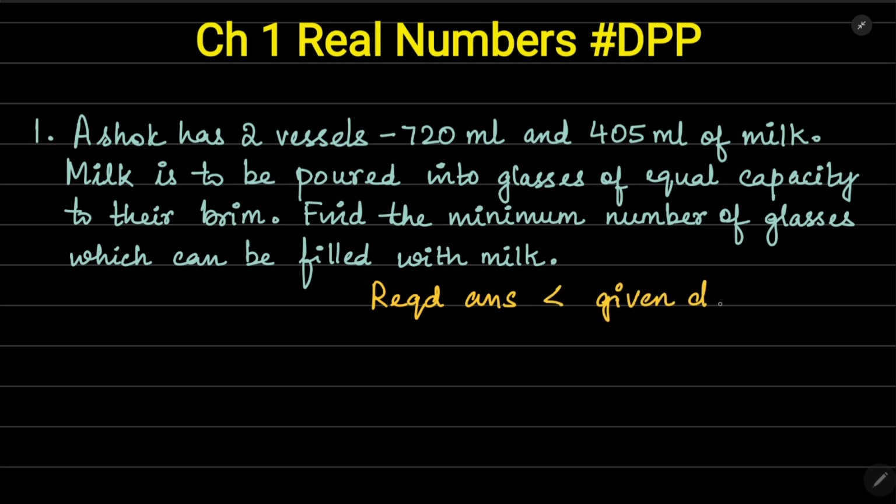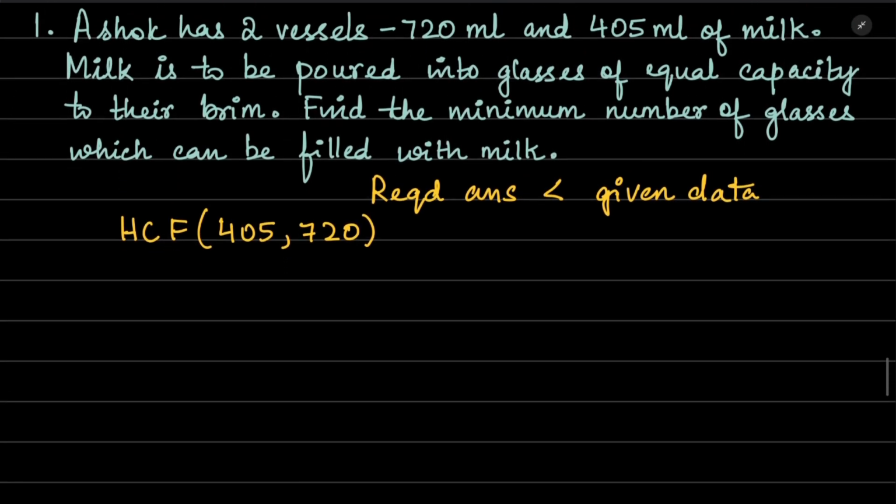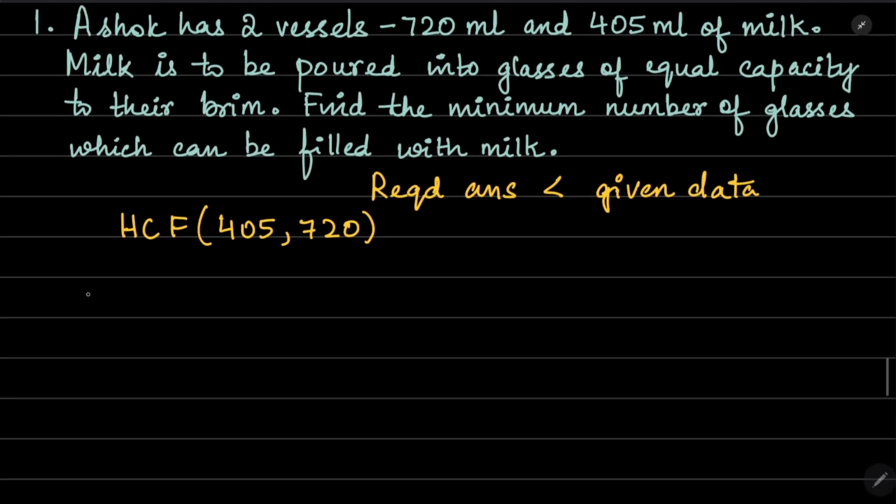So if the required answer is less than the given data, you have to go for HCF. So HCF of 405 and 720 will give you the maximum capacity of milk that can be poured into one of the glasses. Okay, so let us do the prime factorization of 405.